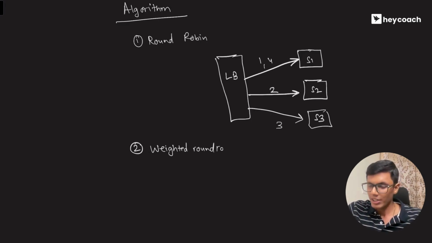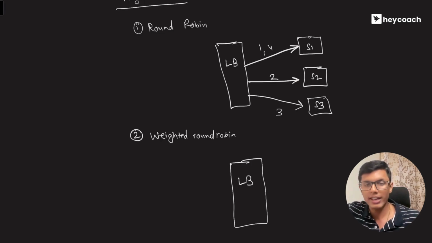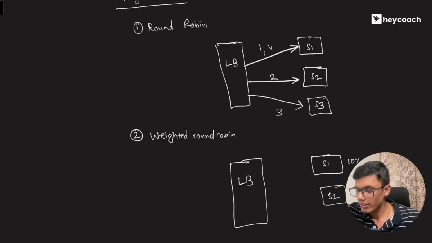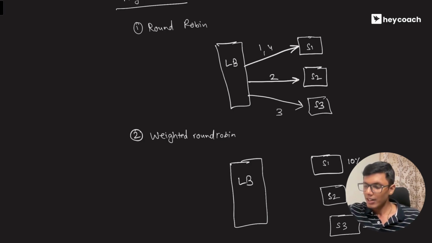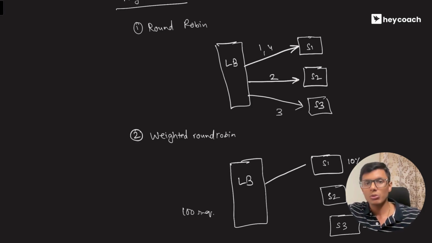So what it will do, let's say there is traffic coming in, and we have defined a distribution pattern: 10% of the requests should come to server 1, 40% should go to server 2, and server 3 can support 50% of the requests. So if there are 100 requests coming in, it would ensure that 10 requests go to server 1, 40 requests go to server 2, and 50 requests go to server 3, right?